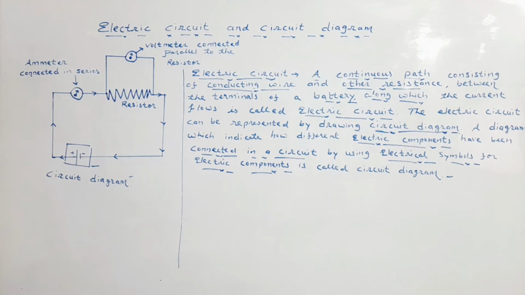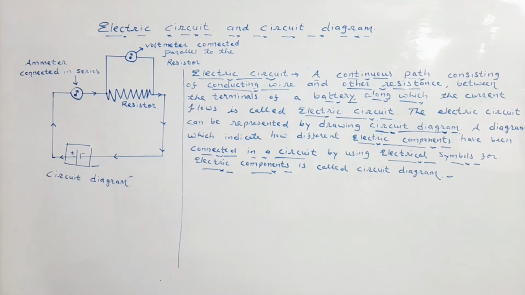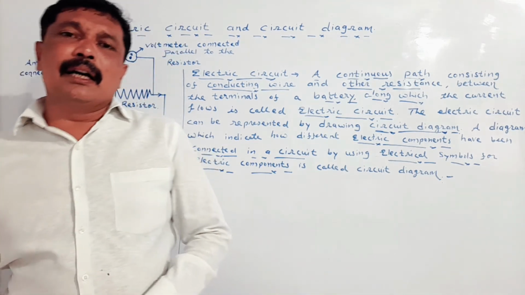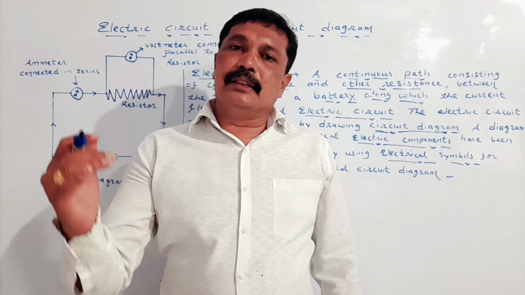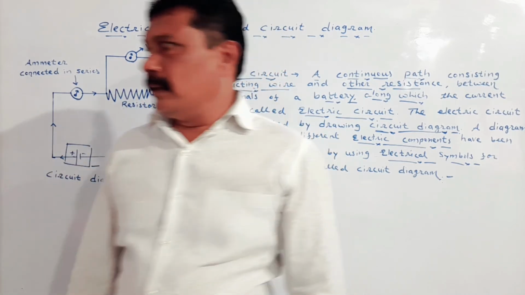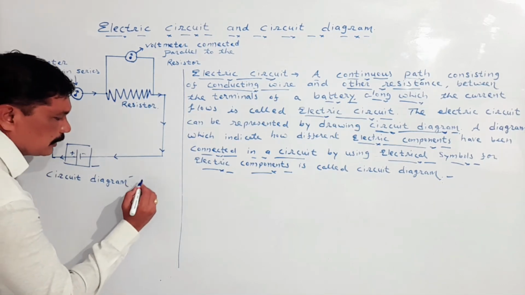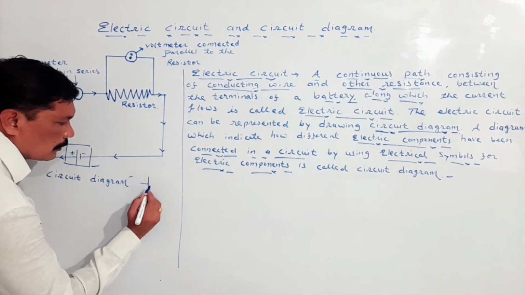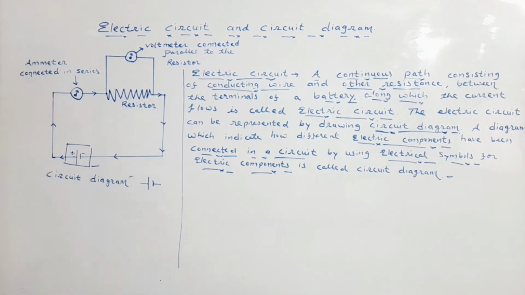The electric cell consists of two terminals, one positive terminal and another negative terminal. The positive terminal is considered to be at high potential and negative terminal is said to be at low potential. The symbol used for the electric cell is shown on the board. It consists of two terminals, one positive terminal and negative terminal.